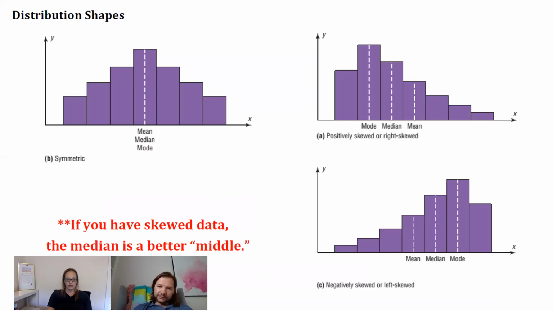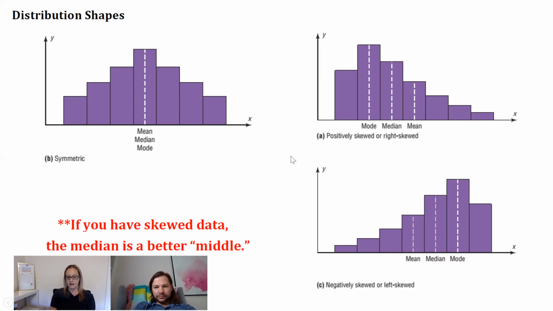Okay, one last thing for this section is regarding distribution shapes and how the mean, median, and mode work with that. If your data is perfectly symmetric, then your mean, median, and mode all fall in the middle, or the center, of the data, and they're all equal to each other. Usually that doesn't happen though. Usually your data is either positively skewed, which is the same thing as right skewed, or negatively skewed, which is the same thing as left skewed.